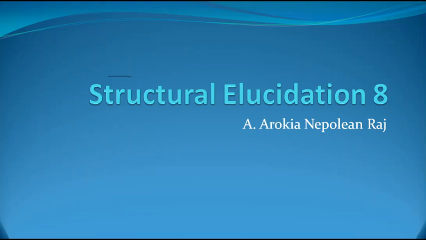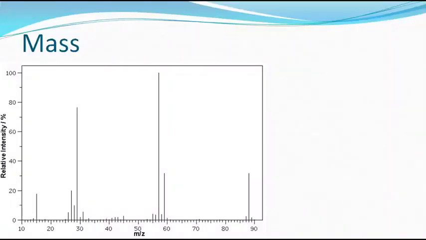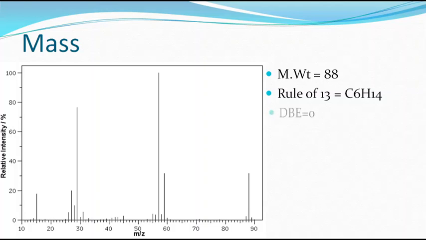Hello dear participants, let us see the structural elucidation of the 8th compound. If you see the mass spectrum, the molecular ion peak is at 88. If you calculate the molecular formula using the rule of 30, you get C6H14 and the double bond equivalent is 0 corresponding to that molecular formula. It is tentative, we don't bother about that, but we shall analyze other things. The double bond equivalent and the molecular formula may change depending upon the other functional groups.